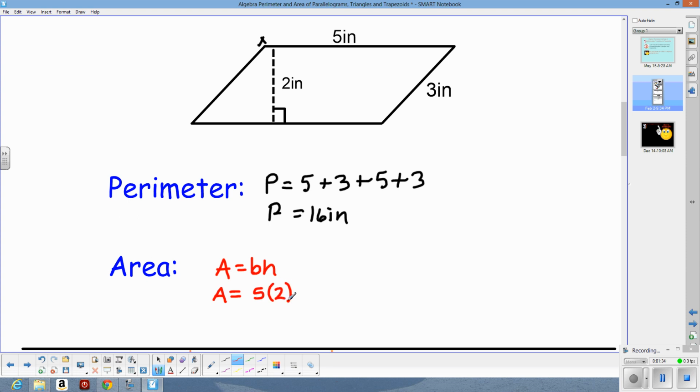And then now is where you could pick up your calculator, or in this case you shouldn't need it. 5 times 2 is 10. And then the label is going to be in inches squared. So I want to see three things for area. The formula, the formula with the numbers replacing the variables, and then the answer.